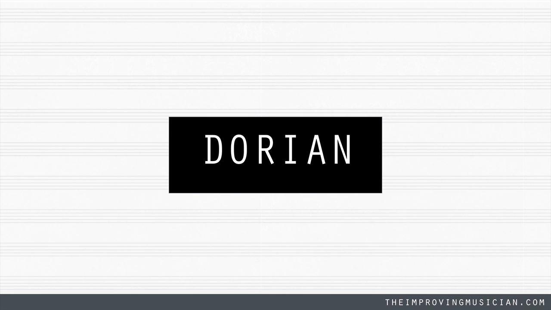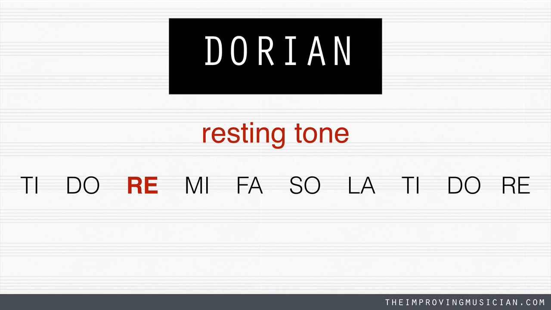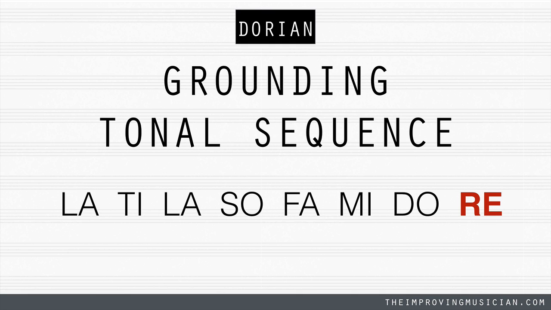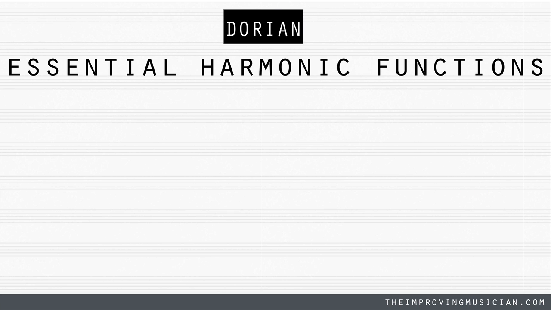Dorian tonality. In Dorian, the resting tone is Re. Our grounding tonal sequence is La, Ti, La, Sol, Fa, Mi, Do, Re. The tonic chord in Dorian is a minor chord, but that does not make it minor tonality. In Dorian, we have a minor 1 chord, but a major 4 chord.